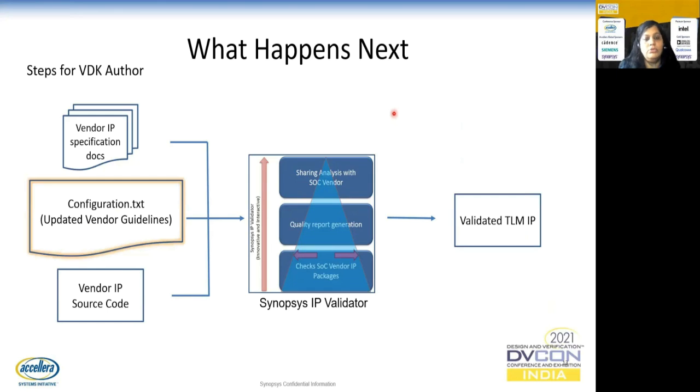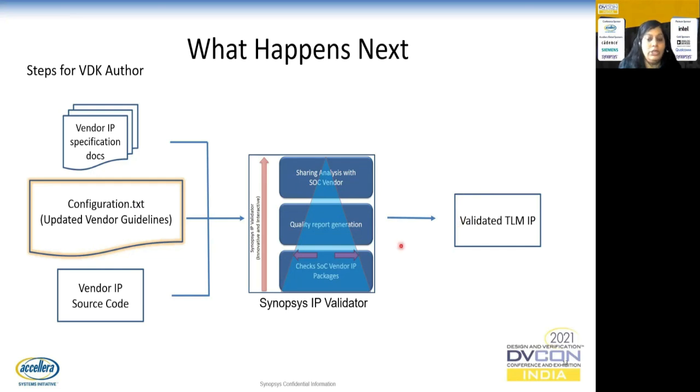Now extending it further, what happens next? At the VDK author end, the IP documentation is again passed to the validator flow along with the source code, and you can see that the configuration.txt file also gets passed, which is the updated vendor guidelines. So it is really a combination of the guidelines that we define plus the guidelines that the vendor can define. Everything gets passed on to it, and eventually it returns a validated TLM IP.